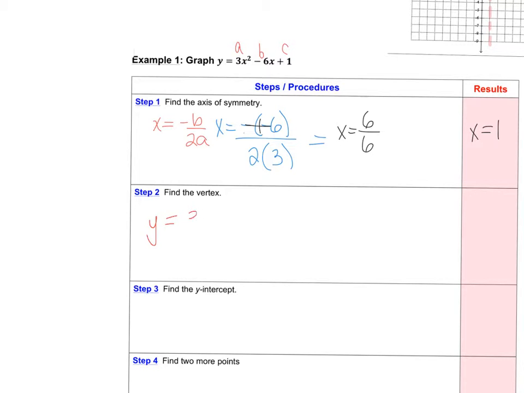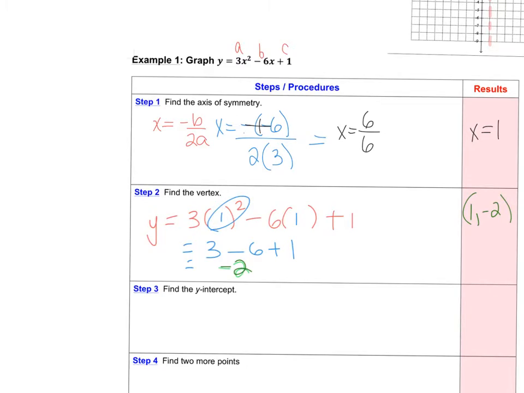Your equation is that y is equal to 3 times x squared minus 6 times x plus 1. And you know x is 1 in this case. You do your order of operations. 1 times 3 is 3, minus 6, plus 1. 3 minus 6 is negative 3, and negative 3 plus 1 is negative 2. That means that your value of y is negative 2 when x is 1. 1 comma negative 2 is your vertex.